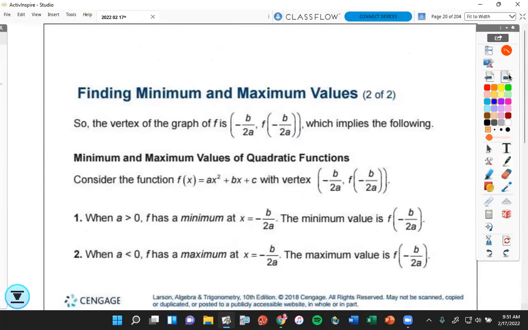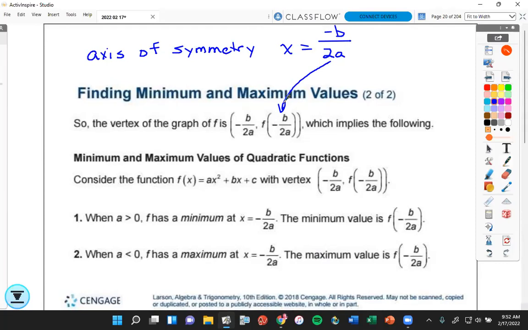This is how you find the vertex. Do y'all remember that formula? Negative b over 2a. What's that tell you? Axis of symmetry. X equals negative b over 2a. So negative b over 2a is going to be the x value of the vertex. X equals negative b over 2a is the axis of symmetry. Negative b over 2a is what you plug into the function to get the corresponding y value of the vertex.